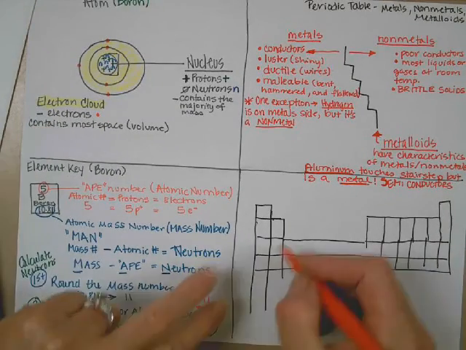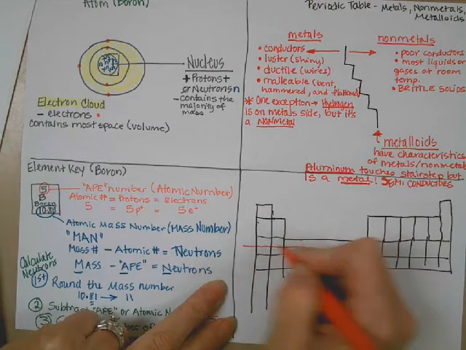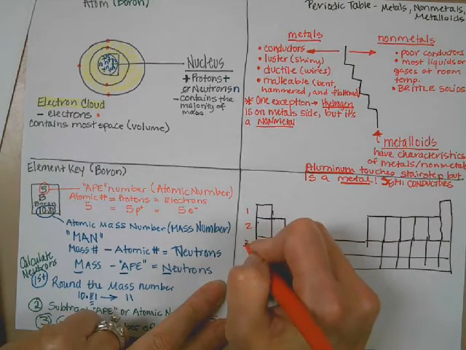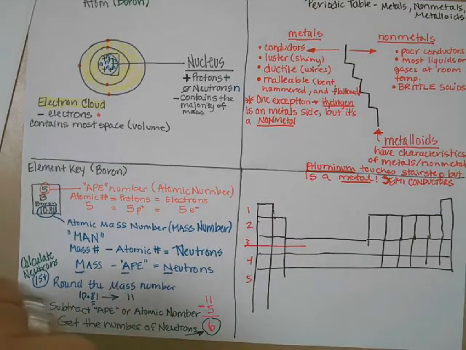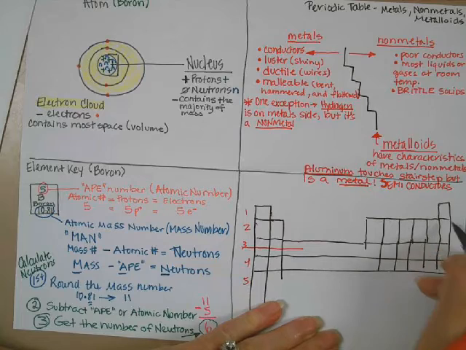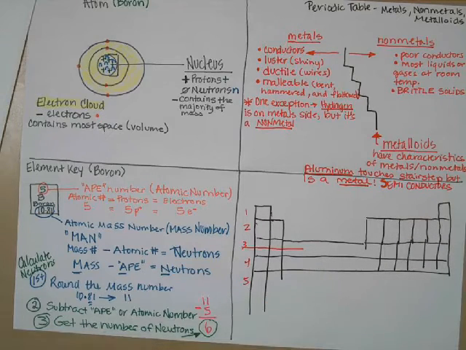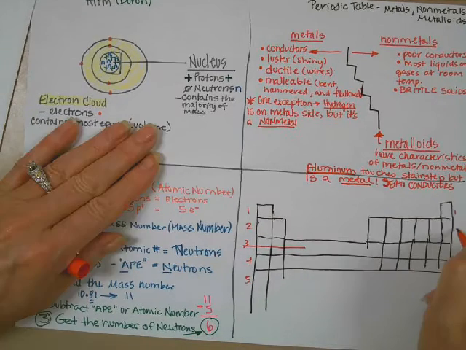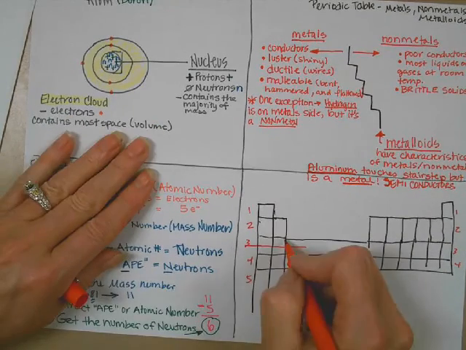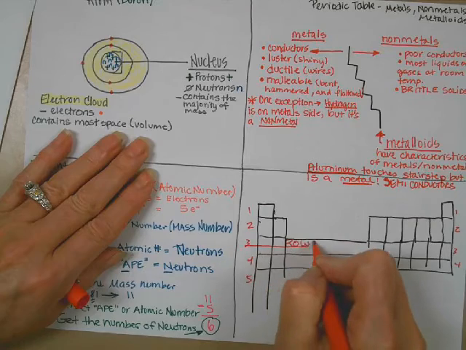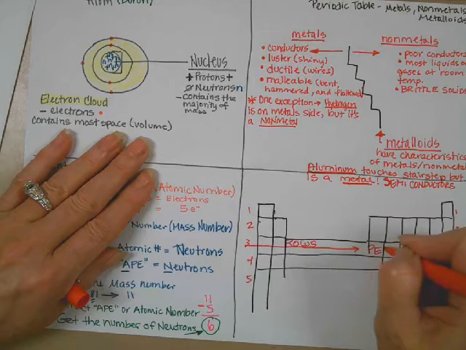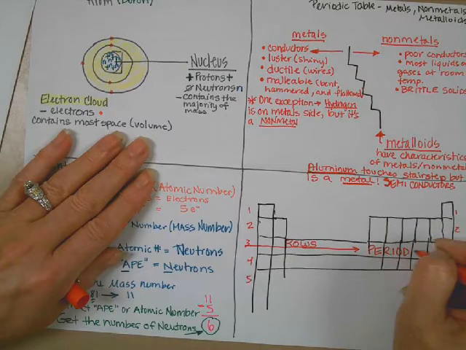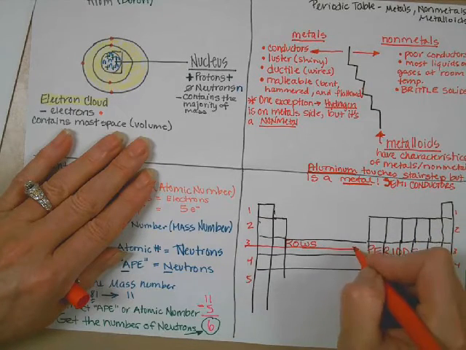Remember the rows, and they are numbered. They're not numbered on the other side, but remember I always told y'all I would go ahead and number them so you don't get confused with what row you're on. It helps. So anyway, the rows are called periods. Right? The rows are the periods.